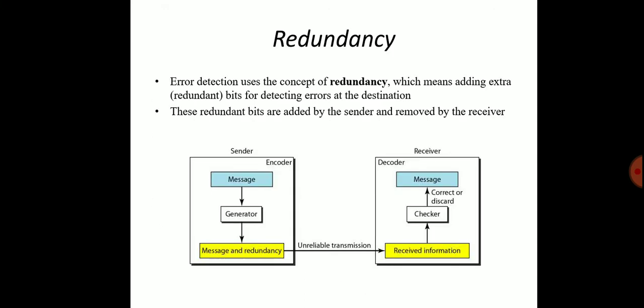Now, the next slide, redundancy. Error detection uses the concept of redundancy, which means adding extra bits, that is redundant bits, for detecting errors at the destination side. These redundant bits are added by the sender and removed by the receiver. We see the sender and receiver of an unreliable transmission path.